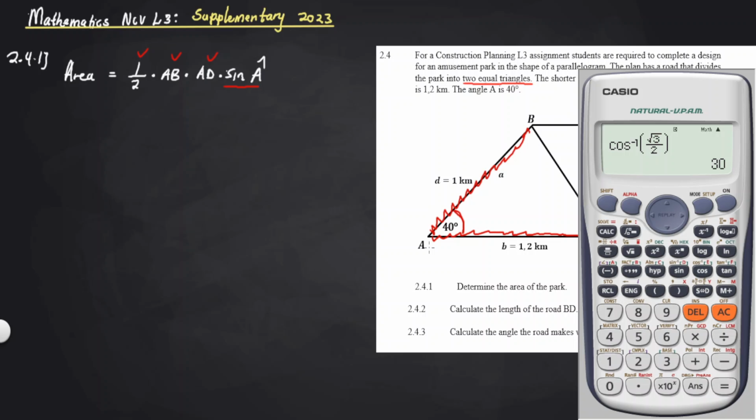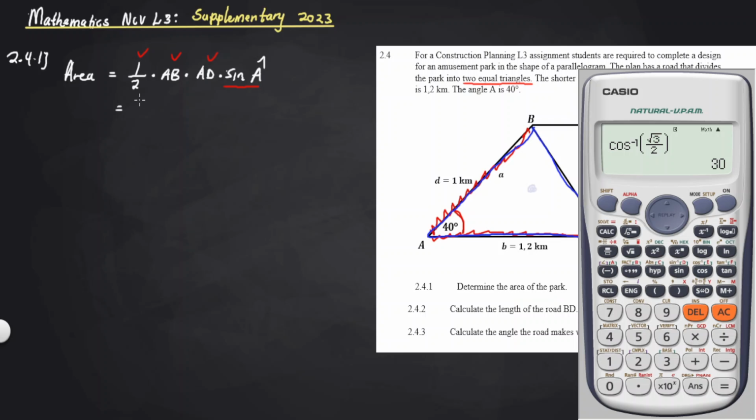Let's substitute now. This calculation is only going to calculate the area for this triangle. But the question says calculate the area of the park. You need the area for this triangle, and you also need the area for this one. Combined, it's going to give us the area for the entire park. So in your calculator, we calculate this and get the area for the park.